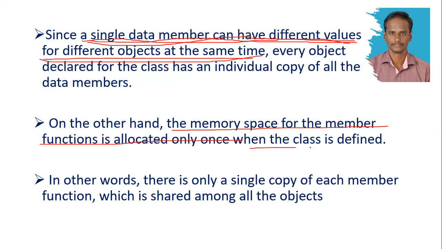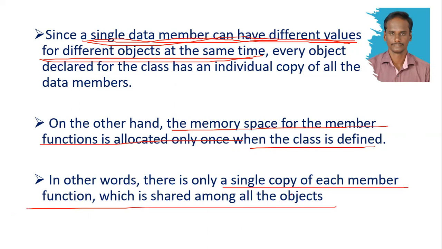On the other hand, the memory space for the member function is allocated only once, right? When the class is defined, it means that if you are defining any member function inside the class, at that time itself your memory space is allocated. In other words, there is only a single copy of each member function, which is shared among all the objects. Let us see.